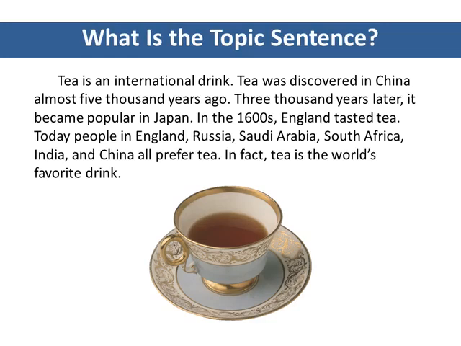Read the paragraph. What is the topic sentence? Tea is an international drink. Tea was discovered in China almost 5,000 years ago. 3,000 years later, it became popular in Japan. In the 1600s, England tasted tea. Today, people in England, Russia, Saudi Arabia, South Africa, India, and China all prefer tea. In fact, tea is the world's favorite drink.